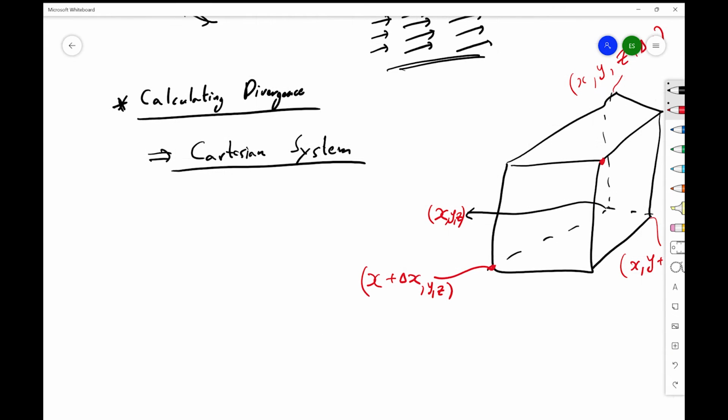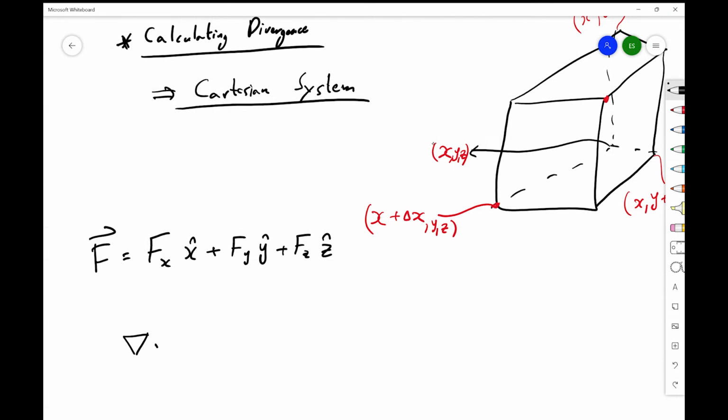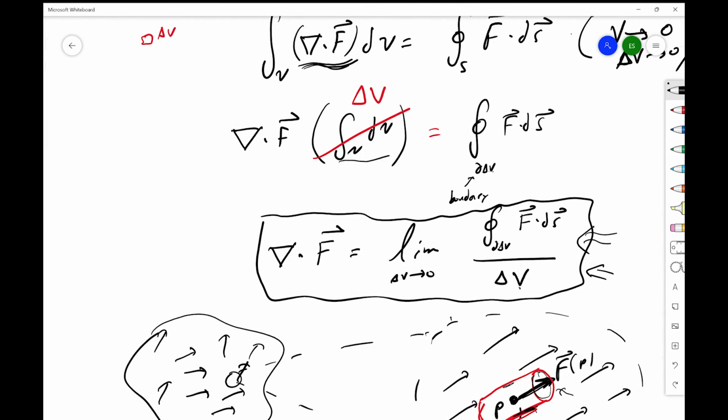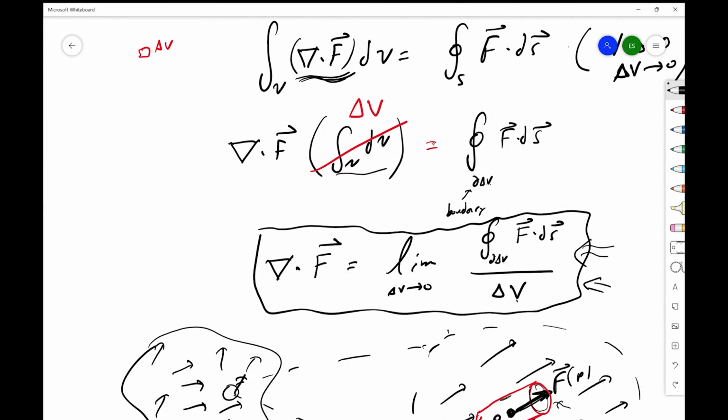And our field is the following. Our field is F equals Fx x hat plus Fy y hat plus Fz z hat. And from the definition, divergence of F is the limit as delta x, delta y, delta z go to 0 of the flux coming out of the surface.